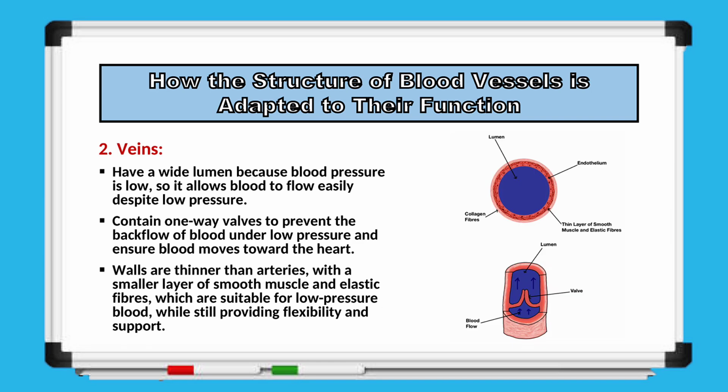Next, let's look at veins and how their structure suits their function. Veins have a wide lumen, which allows blood to flow easily even though the pressure is much lower than in arteries. To prevent blood from flowing backward under this low pressure, veins contain one-way valves that ensure blood moves steadily toward the heart. The walls of veins are thinner than those of arteries, with a smaller layer of smooth muscle and fewer elastic fibers. This design is ideal for carrying blood under low pressure while still providing enough flexibility and support.